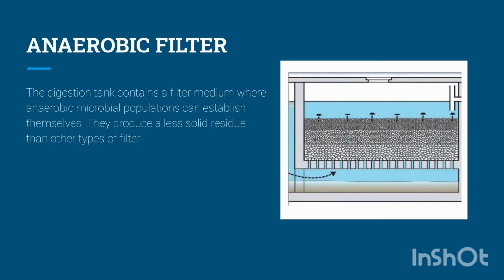Anaerobic filter. The digestion tank contains a filter medium where anaerobic microbial populations can establish themselves. They produce less solid residue than other types of filter.